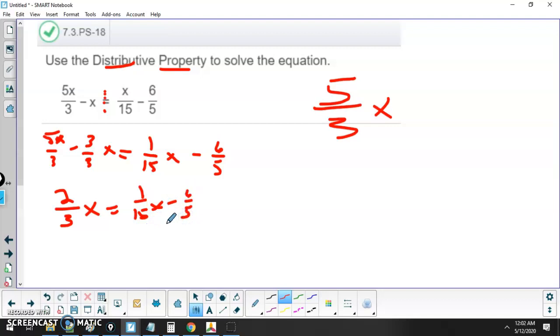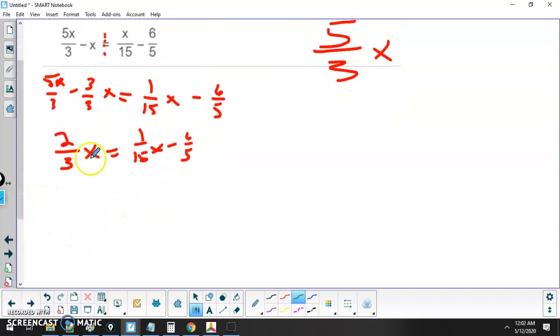All right. So when you're doing this one, you have tons and tons of fractions to work with if you're doing it this way. The next thing you need to do is move the variables from one side to the other, but you can't do that when the denominators are different. So like I said, we're going to make our common denominator of 15.